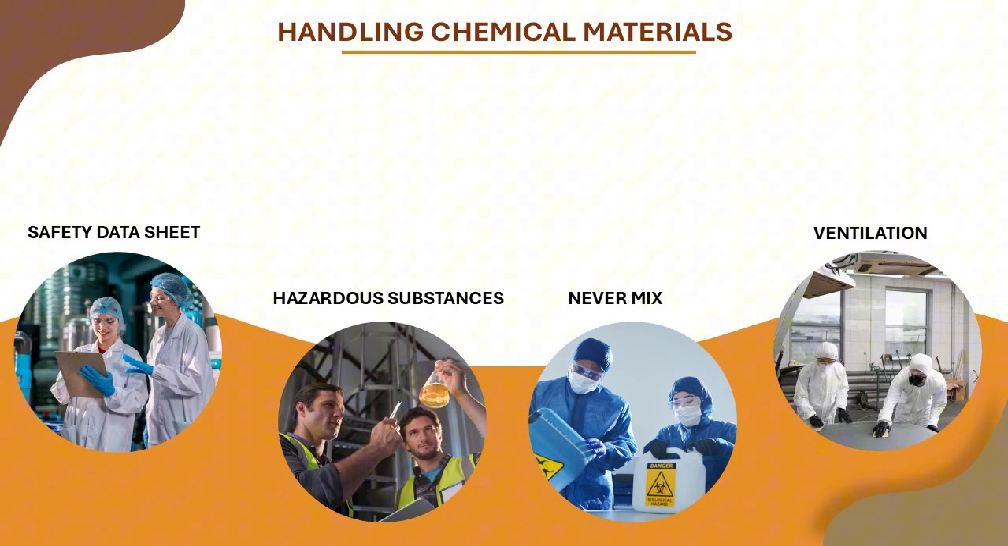Handling chemical materials. Always read and follow the instructions in the safety data sheet of the products used. Avoid direct contact with hazardous, corrosive or irritant substances such as acids, solvents or resins. Never mix different chemical products without knowing the possible reactions. Ensure adequate ventilation of internal environments when applying solvents, paints or resins.